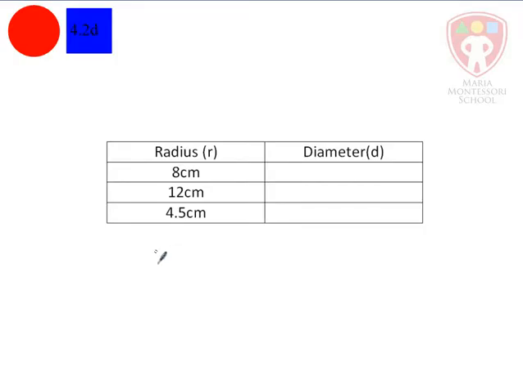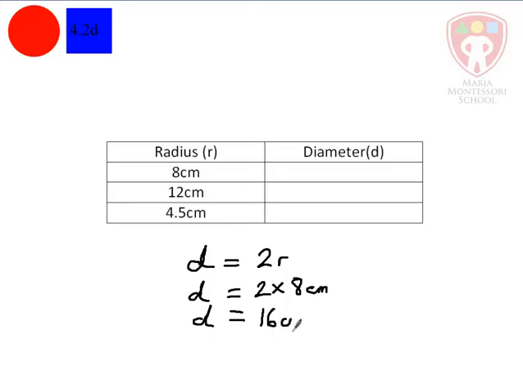We said diameter equals 2r. We can write this here to remind ourselves. D equals 2r. Well, let's keep our working nicely, the arrows under each other. In the first example, 2 times 8, write the centimeters so that you don't forget it at the end. And then that means that D, diameter, will equal 2 times 8, which we know is 16 centimeters.